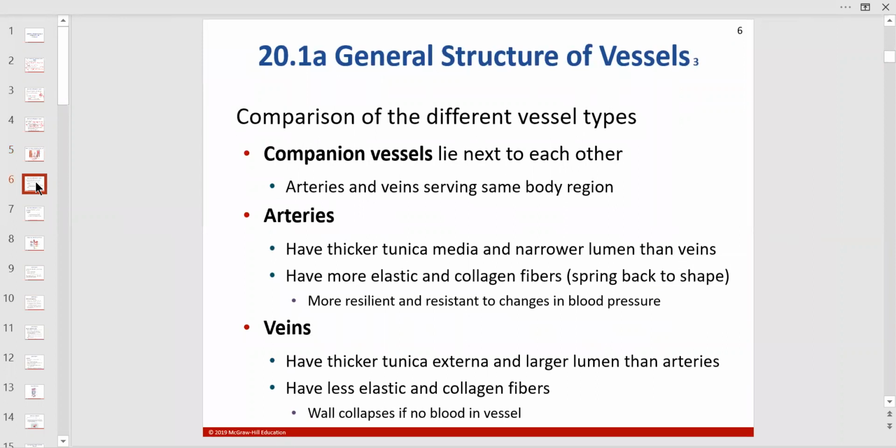So companion vessels, you've got to be careful when you're naming them, because the one that's most confusing is probably the carotid. The carotid is just an artery. There's no carotid vein. Jugular vein is just a vein. It's not an artery. There's no jugular artery. Saphenous is just a vein. You're not going to have a companion vessel there, but most of them are.